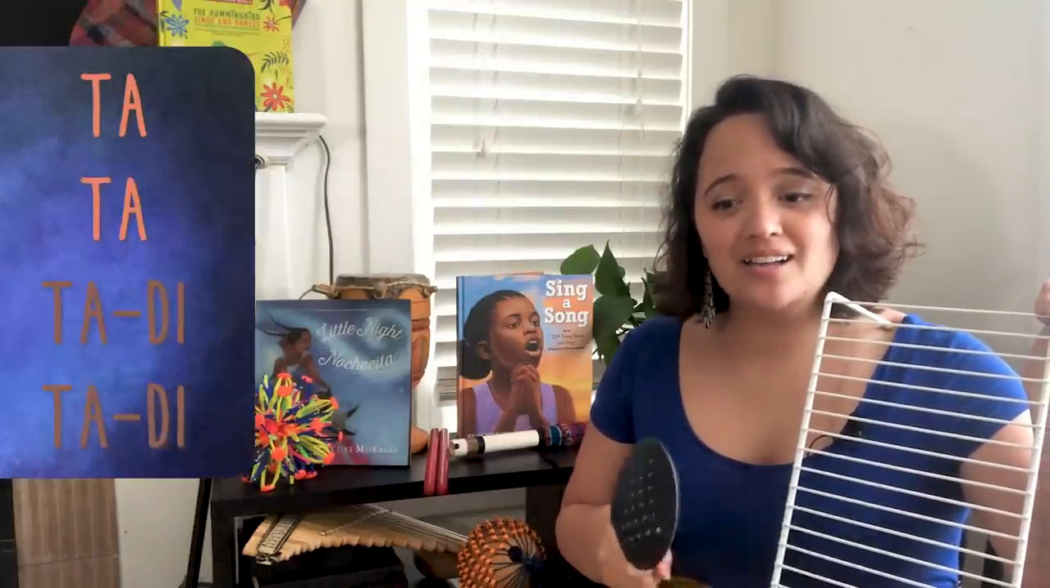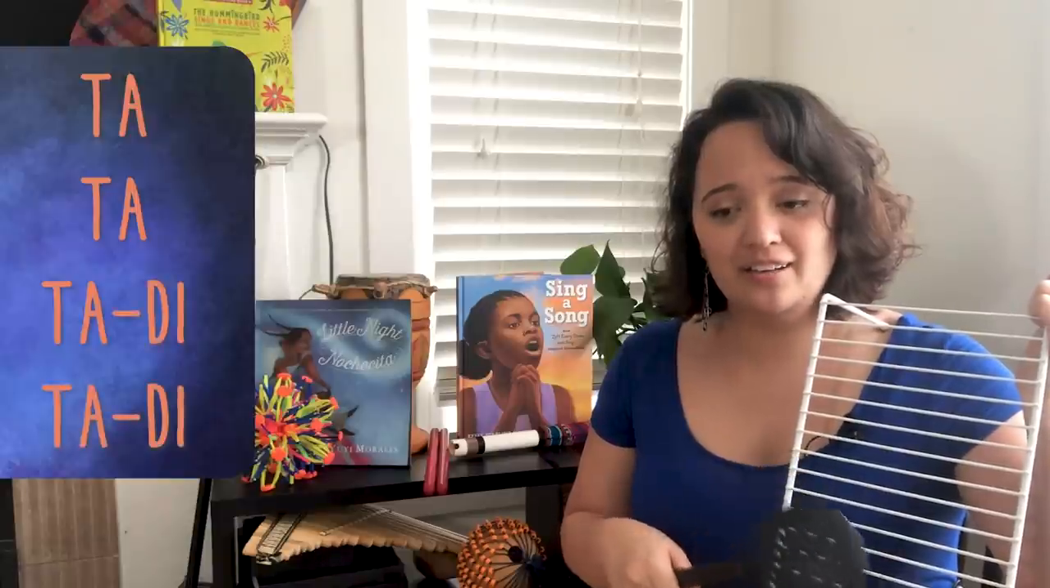And another one that I found was a small shelf and a kitchen utensil. See if you can play one of your instruments with me, the second one. Here we go. Can you say ta, ta, ta-di, ta-di? Try it again.